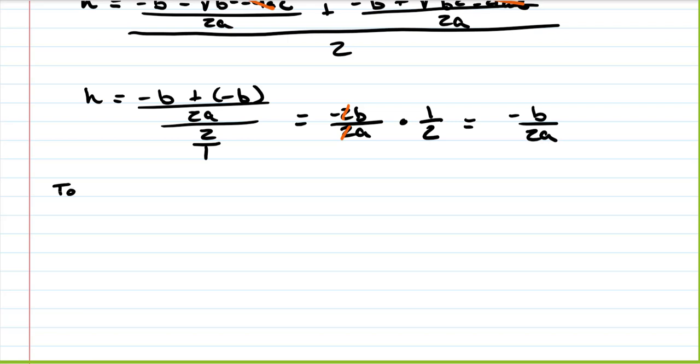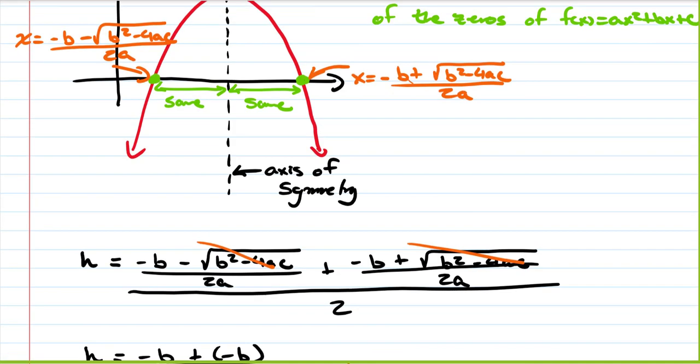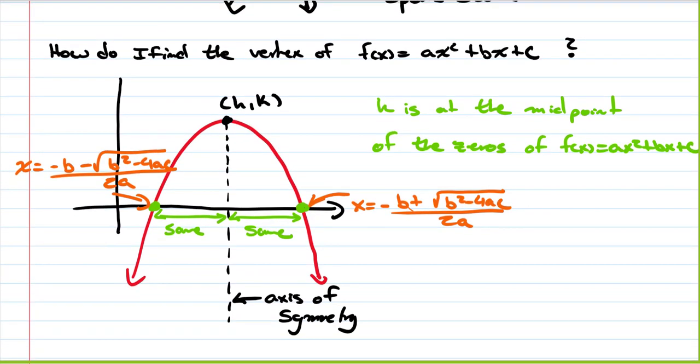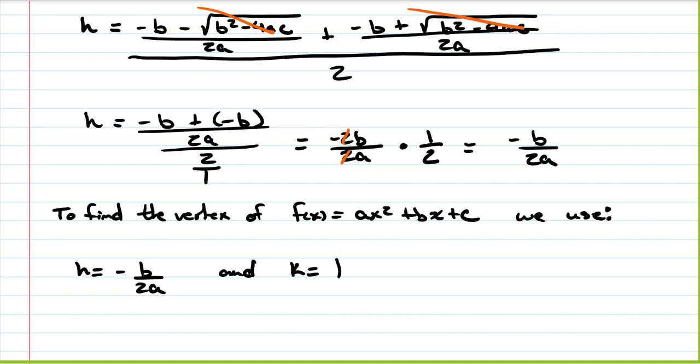So to find the vertex of f of x equals ax squared plus bx plus c, we use h is equal to negative b divided by 2a, and k, well, to find the same k value, if I know the input, the k is the output when I put h into f. So then k is equal to f evaluated at h.